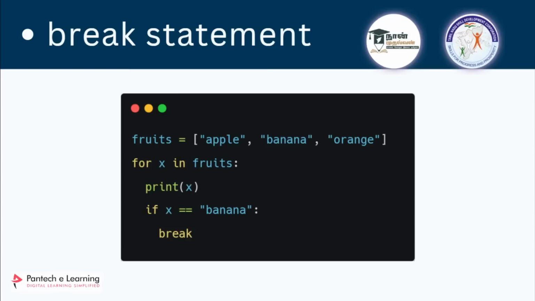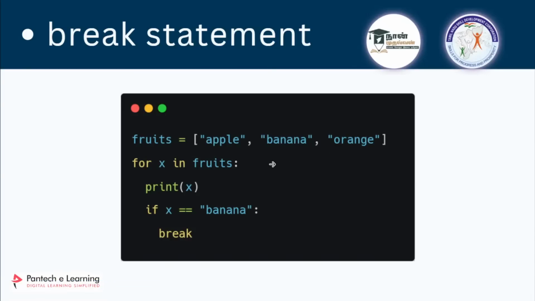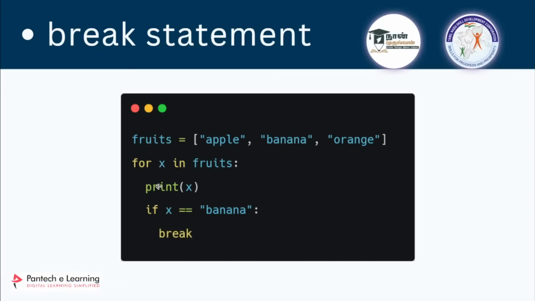A for loop will terminate when it reaches the last element, right? Instead, for example, if I need to terminate the loop when it reaches some element in between, I'm having something like apple, banana and orange. I don't want the loop to run till orange. When it reaches banana, I have to terminate it. For that, I can stop this loop when it reaches a certain condition. I can use a conditional statement and check whether banana is reached, and if it is reached, I can use this break statement. I'll explain one by one what is happening here.